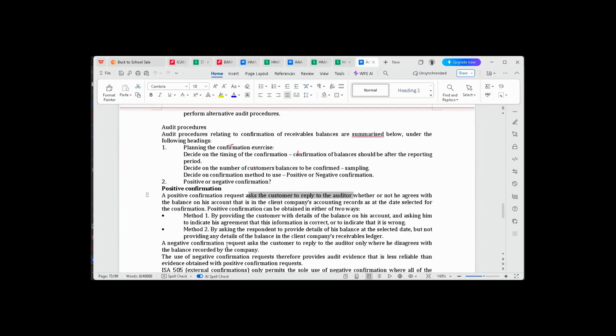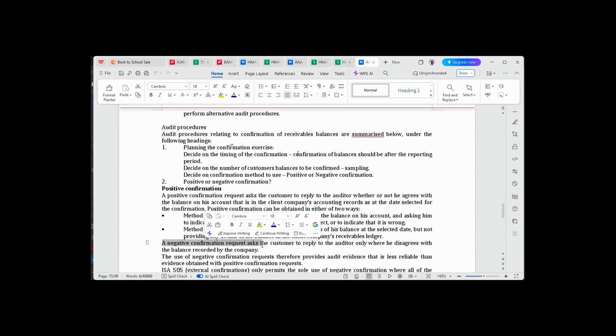Okay. Whereas negative circularization is a request that the customer should only respond if they disagree with the balance. For instance, customer B owes 500,000, and the auditor has written to them saying that what you owe this organization is 500,000. And in his own record, he has 500,000 that is owing. He does not need to respond.